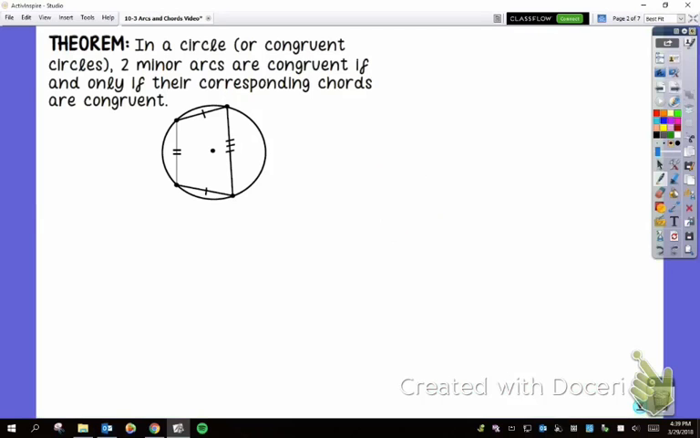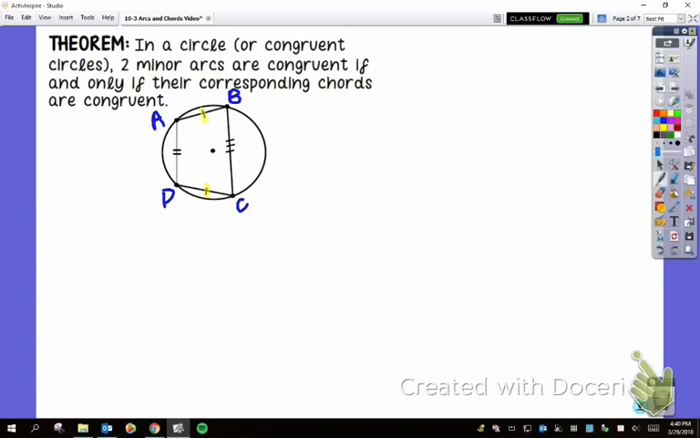Looking at the first theorem we have today, it says in a circle, or you could have two congruent circles, then you have two minor arcs that are congruent if and only if their corresponding chords are congruent. So if we put some letters on the circle here, we've got A, B, C, and D. And we see that right now we've got chord AB and chord DC that are equal because they're marked with these one dash marks on each side.